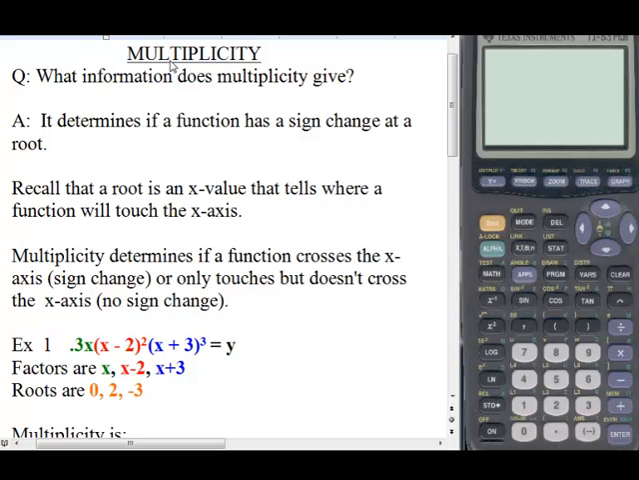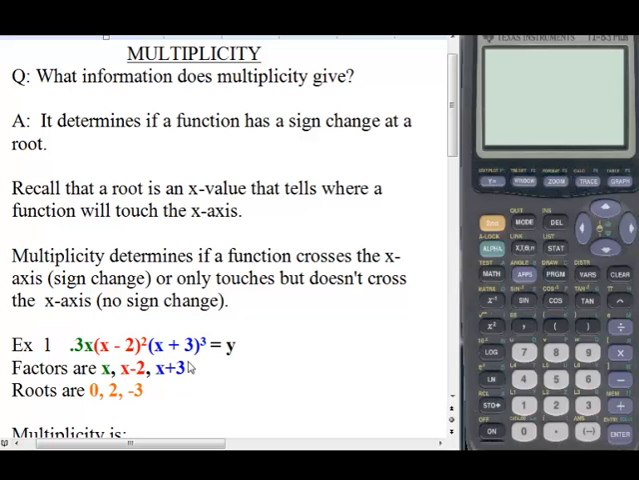You're going to really love multiplicity because it's a great shortcut in determining if a sign change occurs at a root. Recall that a root is an x value that tells you where a function actually touches the x-axis. Now, multiplicity determines if a function crosses the x-axis, that means sign change. If it only touches the x-axis, then there's no sign change.